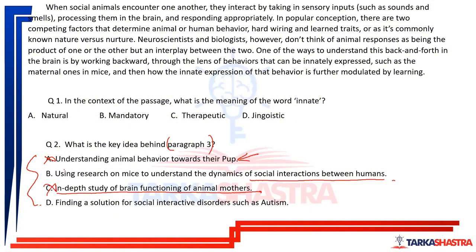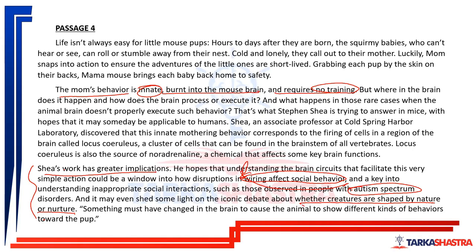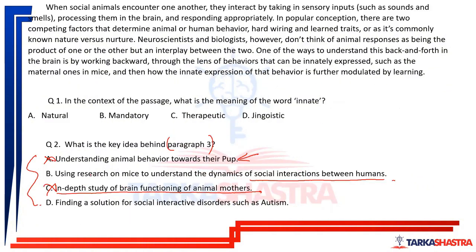Now let's see, using research on mice to understand the dynamics of social interaction between humans. Is this the right answer? He hopes that understanding brain circuits that facilitate this simple action could be a window to how disruptions in wiring affect social behavior. So he is more concerned about brain circuits, not about using research on humans. Though he is talking about understanding the human brain, he is not actually talking about using the research on mice on humans, because that discussion has been carried out in the first and second paragraphs. So this is a very close option.